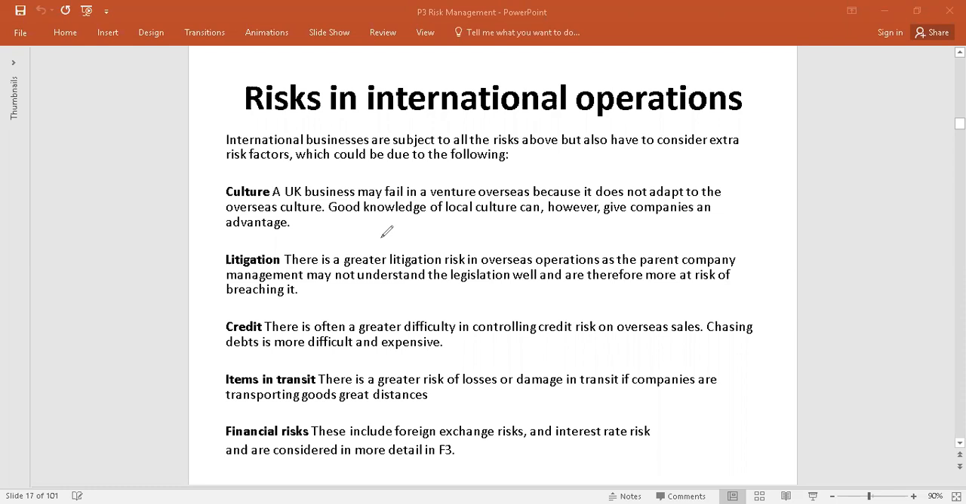Gone were the days. But now, in this age of information technology, it is very easy to acquire the information and understand the cultural differences. Then any kind of litigation, because they are dealing with international businesses, that is called litigation. There is a greater litigation risk in overseas operations, as the parent company might not understand the legislations well, and therefore they are more at risk of breaching it.